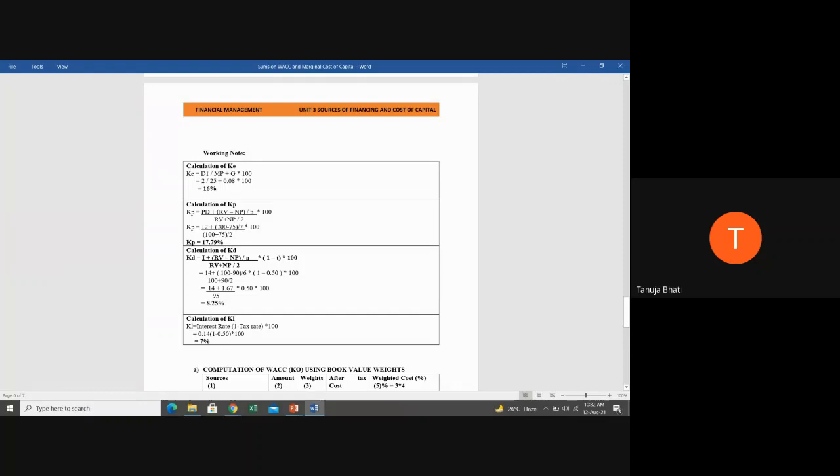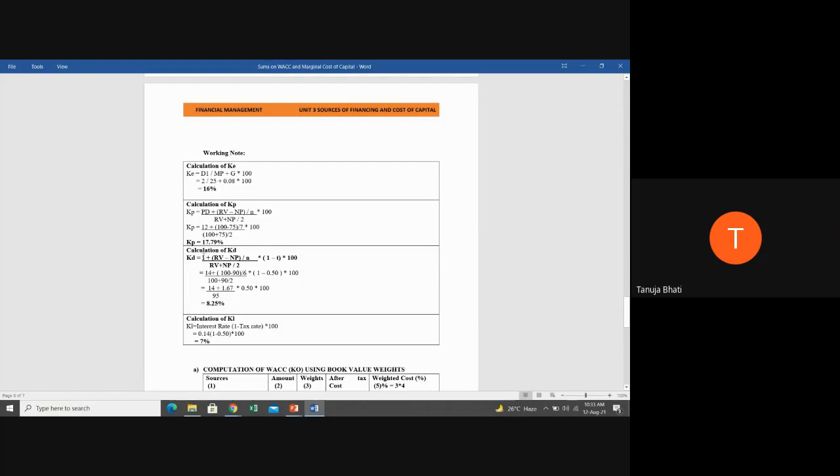And I've already discussed how we solve this particular formula. First you have to do RV minus NP, then divide by 7, keep PD as it is. Then solve the denominator. After solving the denominator, to 12 you are going to add this value, divide the numerator by the denominator, and at the last you multiply it with 100. We have already discussed this multiple times in our previous lecture.